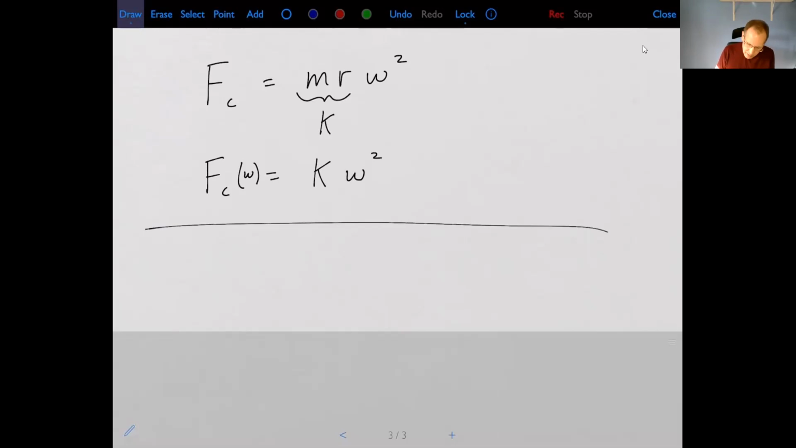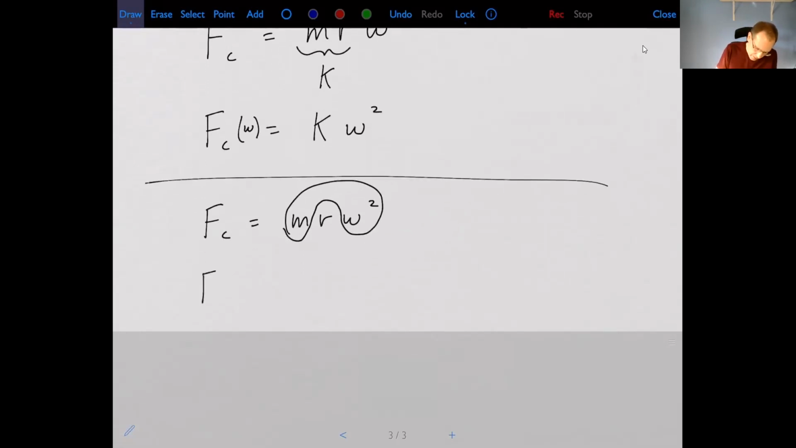And then the next question was, I'll start with the same formula here. Assume that now the angular speed is constant. How does the centripetal force depend on the radius? So the way to think about that now is, if that product is constant, I can think of this as a constant times r. So now it's really a function of the radius. And what type of function is that?